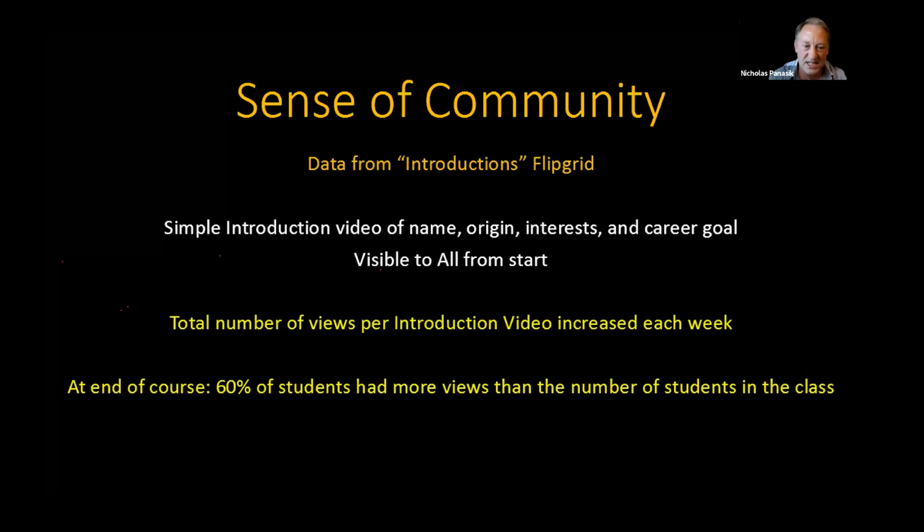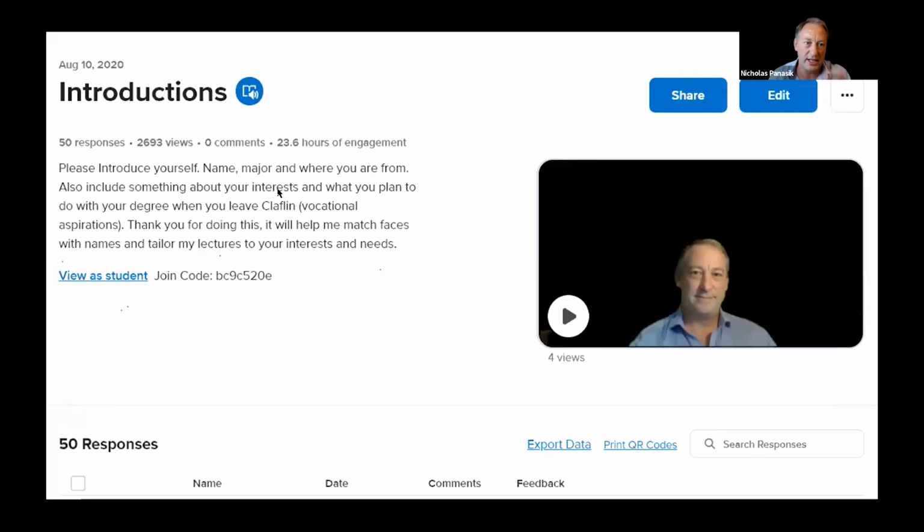By the end of the course, 60% of the students had more views than the number of students in the class, which meant that people were going back and watching them over and over. Why is that? Because they're studying for an exam. And I've heard that many times. So here's a sample.